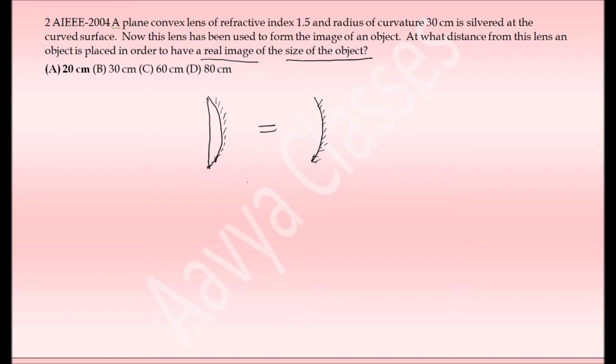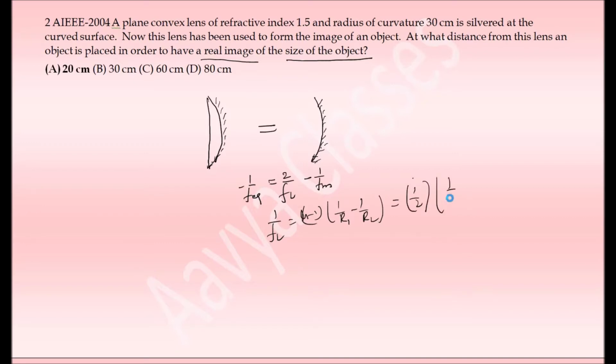So we will apply the formula. Minus 1 by F equivalent is equal to 2 by FL minus 1 by FM, and 1 by FL is equal to (mu minus 1) into (1 by R1 minus 1 by R2). Here mu is equal to 1.5. So mu minus 1 is 1 by 2. R1 is infinity and R2 comes with negative sign having value equal to 30 centimeters. So R2 is minus 30. From there we get 1 by 2 into 1 by 30, that is 1 by 60. So FL is equal to 60 centimeter.